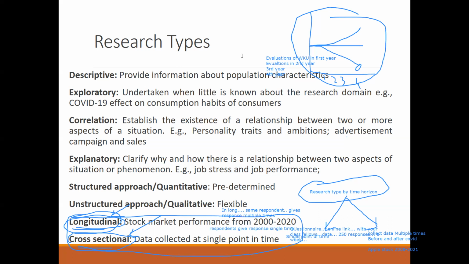Okay, one by one. Should we do research by individual? Yes, you can do research by individual. You can do research on consumers. You can do research on students. You can do research on faculty members. So yes, you can do research on individuals.